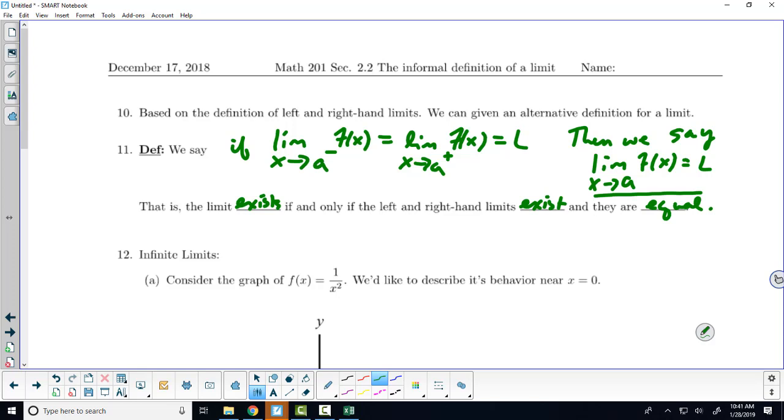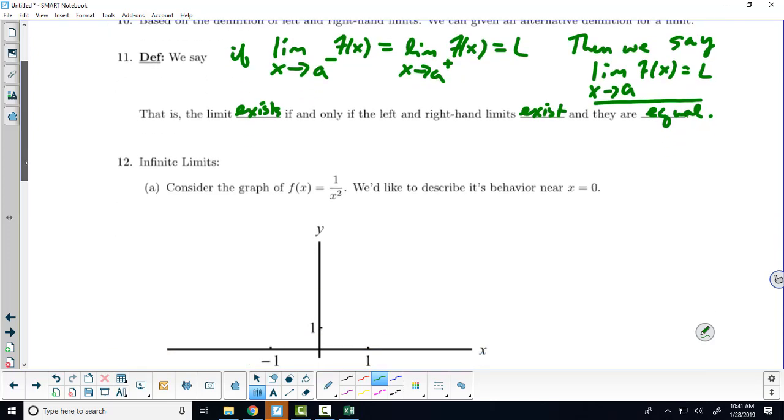So this is another way of defining the limit. We define left and right hand limits. If those two limits exist, that's an important part of it, and they agree with each other, then that is the limit, and I'll use the word proper sometimes, that's the limit proper of the function at that domain value.